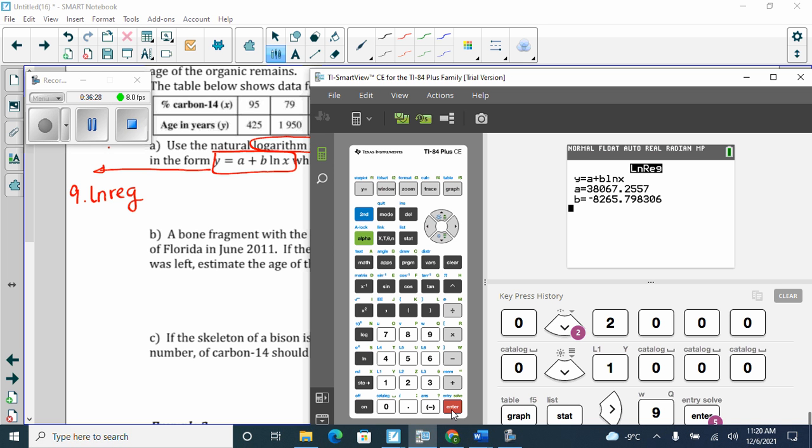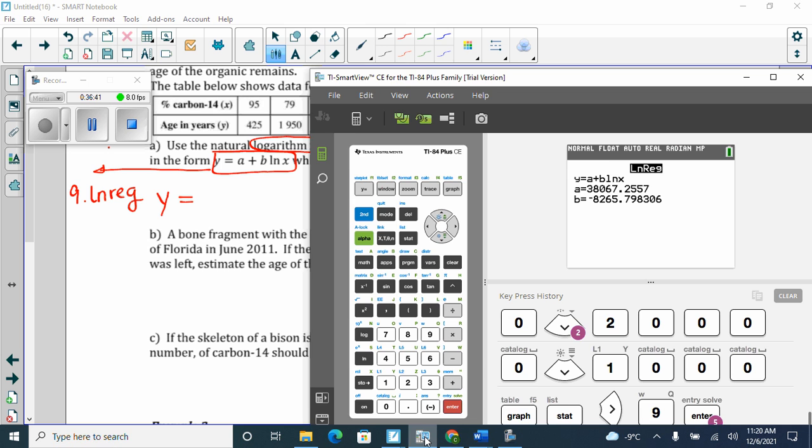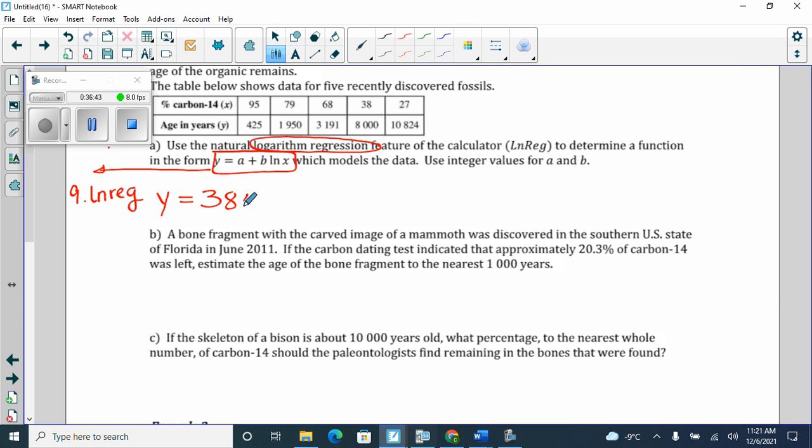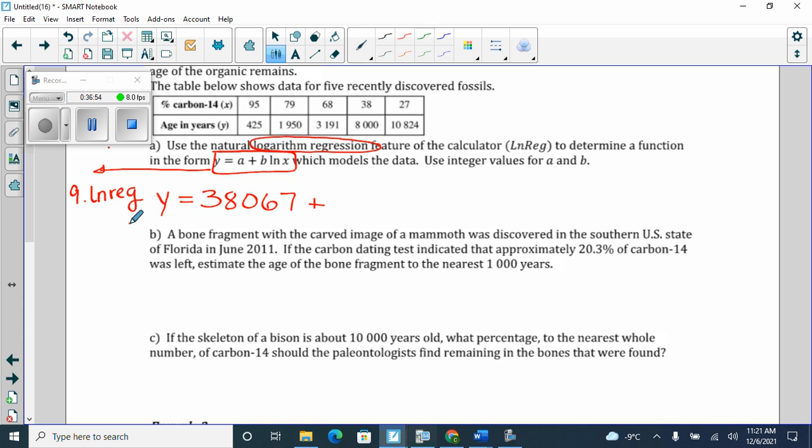I marked her down somewhere. So you have to type it in the way it is, right? So it's y equals, and then my A is 38,067 plus B, my B is negative 8,266 ln x. That's what they're looking for, right?